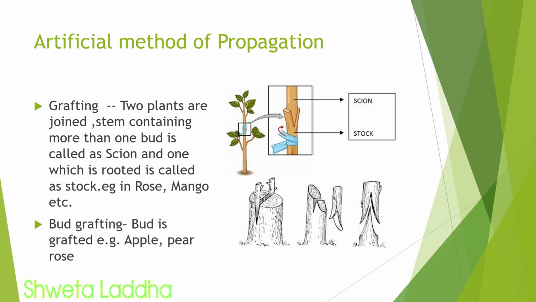In the third figure, you can see a V cut. This is also called wedge grafting. Sometimes a W cut is made. The fourth type, which is not shown in the figure, is bud grafting. On the stalk, at the node region where the bud is present, the bud is removed, and the bud of the scion, the plant which you want to grow, is grafted in that notch. Usually, bud grafting is carried out in apple, pear, and roses.